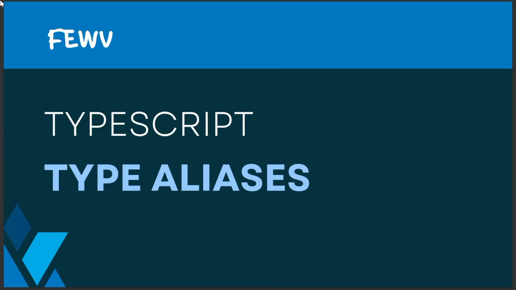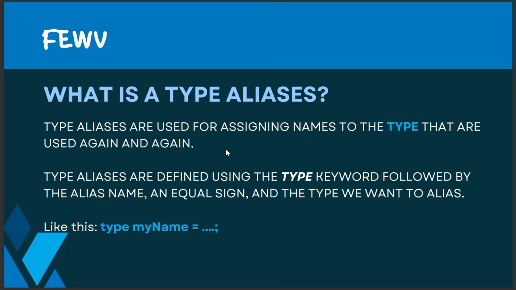Everyone, in this video we are going to talk about type aliases in TypeScript. What is a type alias? In TypeScript, type aliases are used for assigning names to types that are used again and again. Type aliases are defined using the type keyword followed by the new name, or the alias name, we want to give to that specific type, then an equal sign, and then the type that we want to alias here.